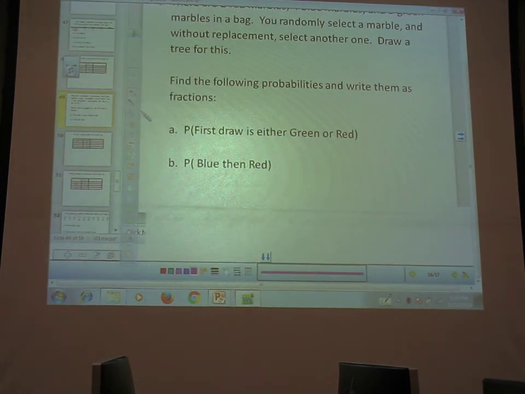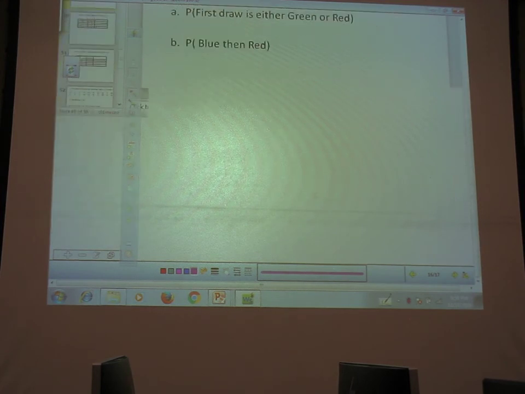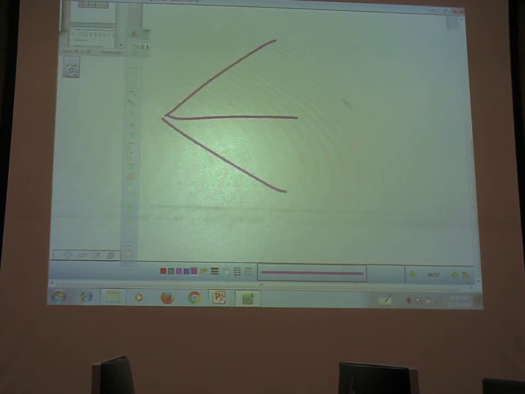All right, so, tree. What are my options? Red, blue, green. Let's probably draw a red one: 2 out of 11. Why 11? Add it up there, little marbles. Okay, how about blue? 4 out of 11. And green?